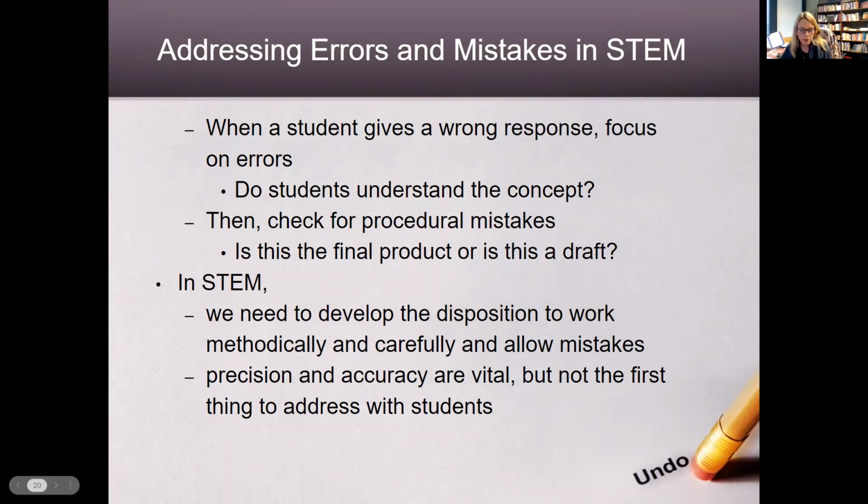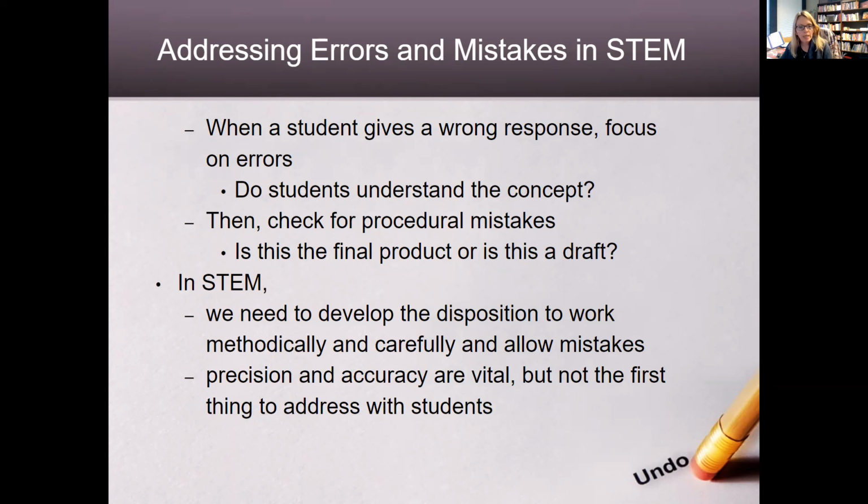In terms of when to address errors and mistakes in STEM and the procedure, we would encourage educators to look at it this way. When a student gives a wrong response, focus first on errors. Do students understand the concept? Then, if you can determine that students do understand the concept, then check for procedural mistakes. Is this the final product or is this a draft?